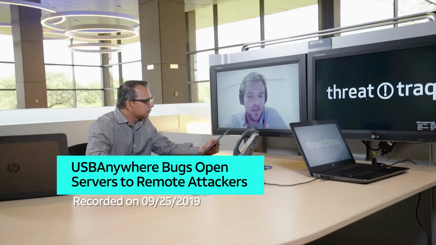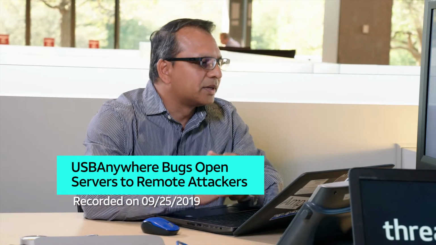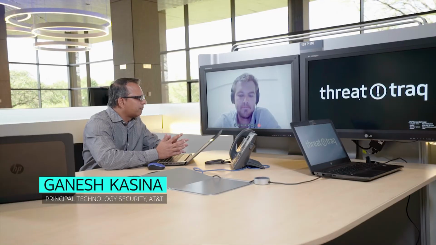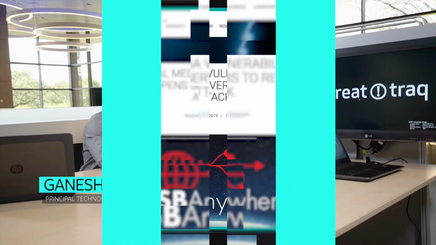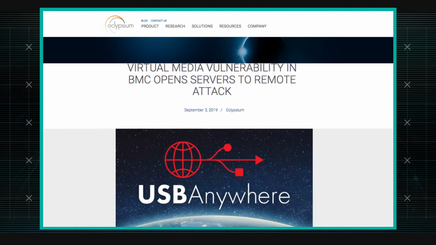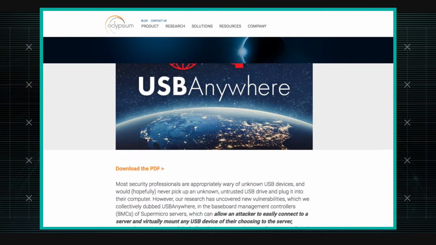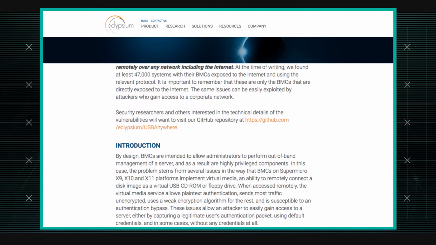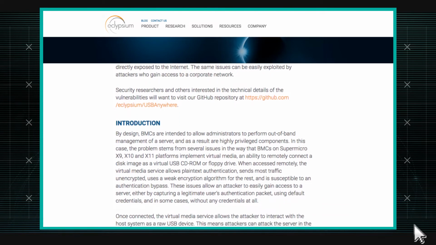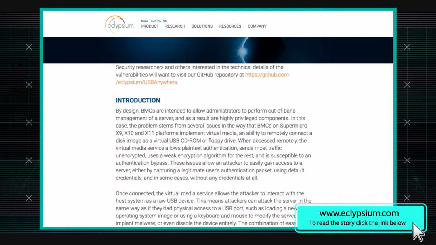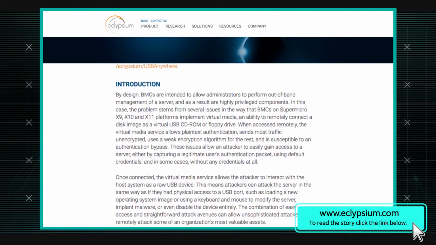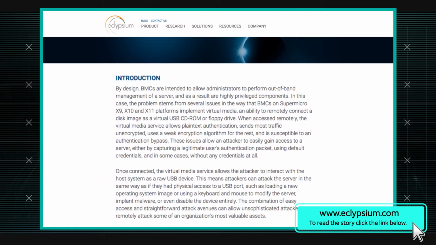Hey Ganesh, I hear you have a story about USBAnywhere. Yes, Chris. There's a story about research recently done by Eclypsium researchers, a little after Labor Day. USBAnywhere is basically a set of vulnerabilities in the BMC part of the servers, in the way they're authenticated and how the transmission is done. There are about 4 vulnerabilities, and collectively they're calling it USBAnywhere.